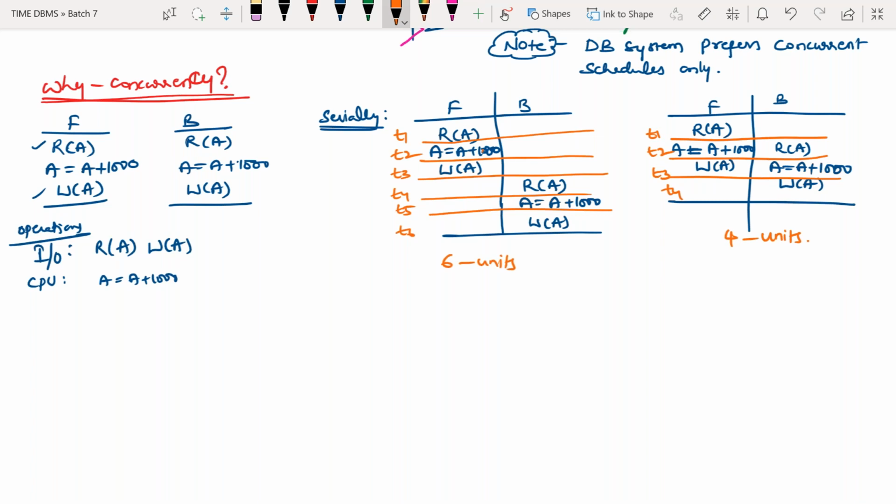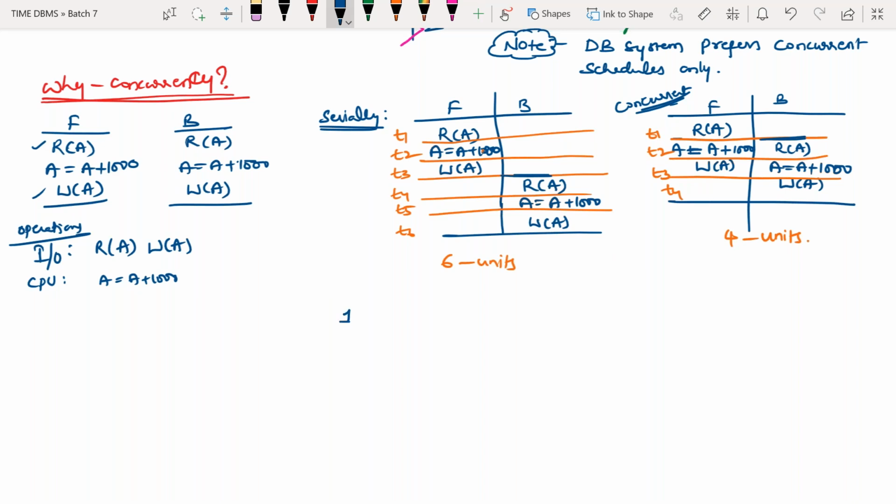Means execution time is reduced. Moreover, if F and B are executed serially, B has to wait for 3 units of time for F to finish. But here, B waits only 1 unit of time; in the second unit B has also started. This is a concurrent schedule. So waiting time is also reduced in a concurrent schedule.